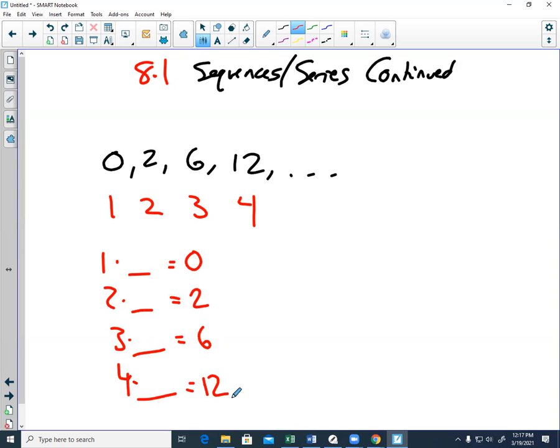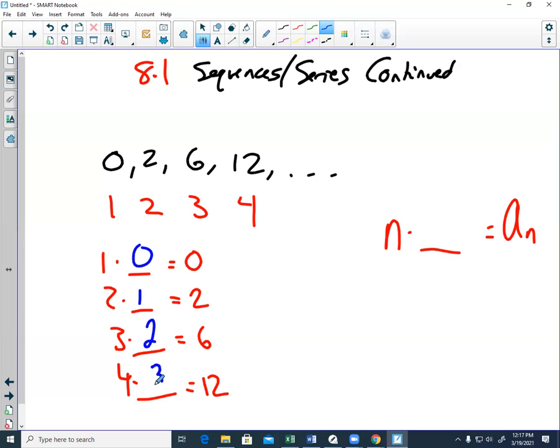Now with that, I have basically written n times something equals my number. So this is n: 1, 1, 2, 2, 3, 3, 4, 4. I'm looking at n times something equals my number, and a_n is my number. Now, what do I have to multiply 1 by to get it to become 0? What do I have to multiply 2 by to get it to become 2? And 3 times what equals 6?